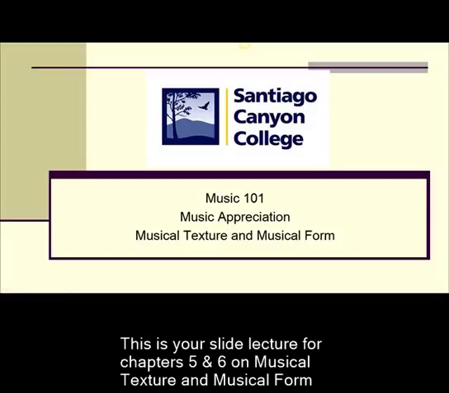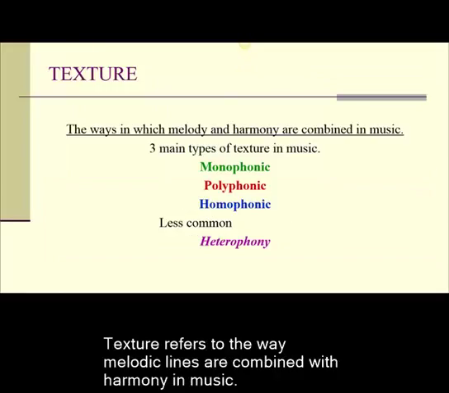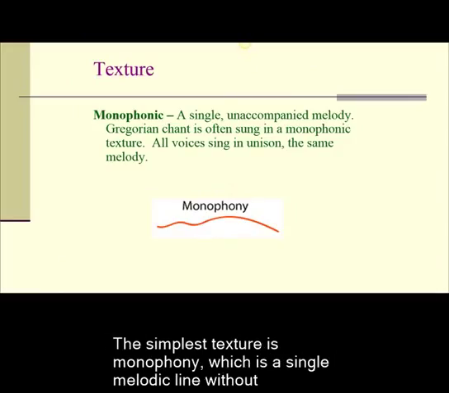This is your slide lecture for chapters 5 and 6 on musical texture and musical form. Texture refers to the way melodic lines are combined with harmony in music. The simplest texture is monophony, which is a single melodic line without accompaniment.